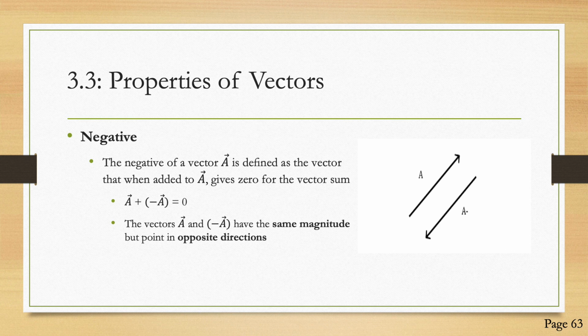So we're moving on to look at the negative of a vector. The negative of a vector, in this case vector A, is defined as the vector that when added to vector A gives 0 for the vector sum. So in this case, we have vector A and vector negative A, which when added to A is 0. Vectors A and negative A have the same magnitude, but they point in opposite directions.